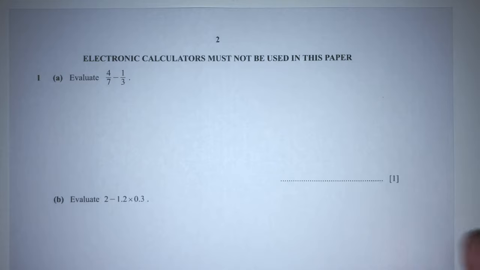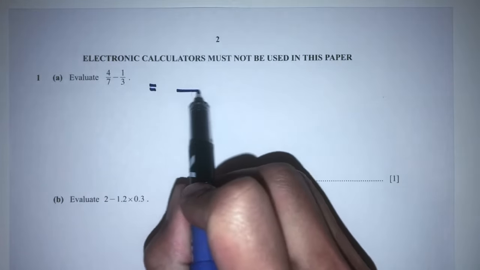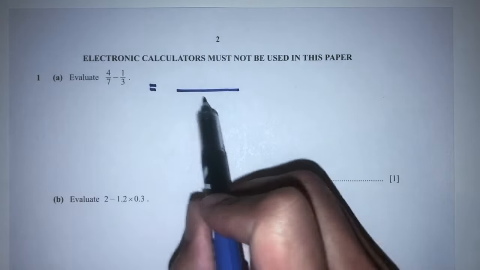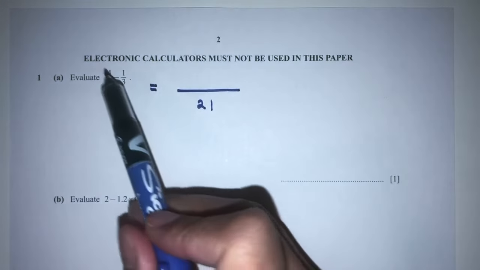So the first thing we have to look at is, hey, we have two fractions, but the bases are different. So we have to make them the same. And one way of doing that is by multiplying them by each other. So 7 times 3 is 21. That's the first step. Now we have to cross multiply.